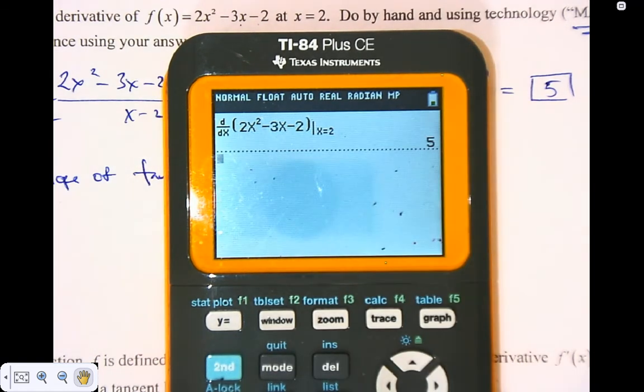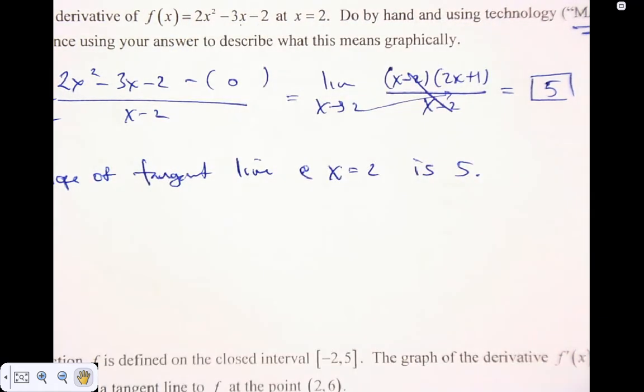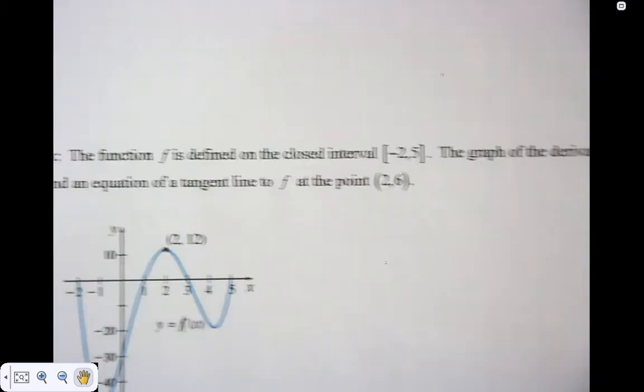Your calculator will spit out the same answer that you got, hopefully, which is a good way to know that you did it correct. Okay. All right. Let's do this next one here.